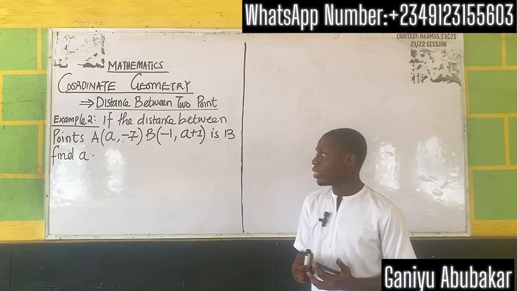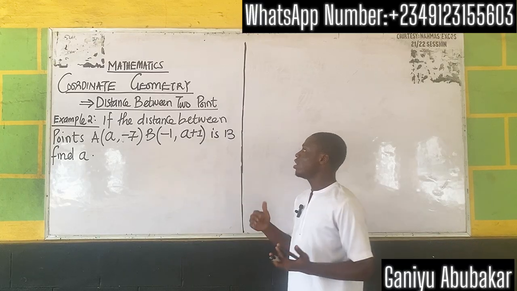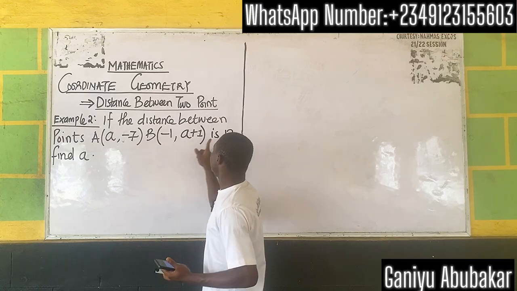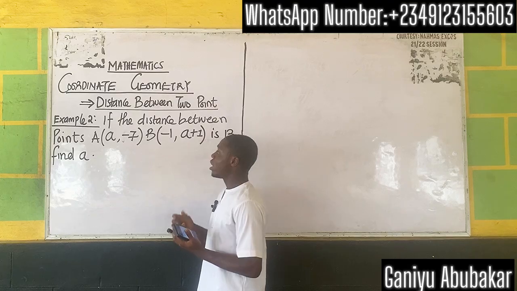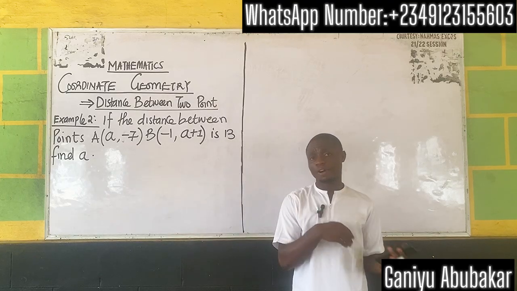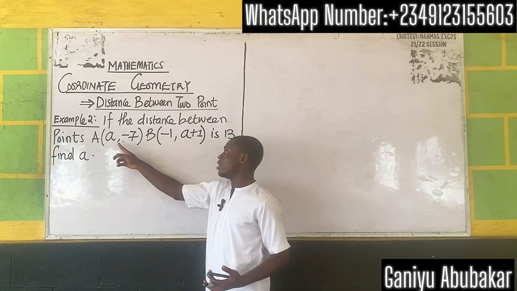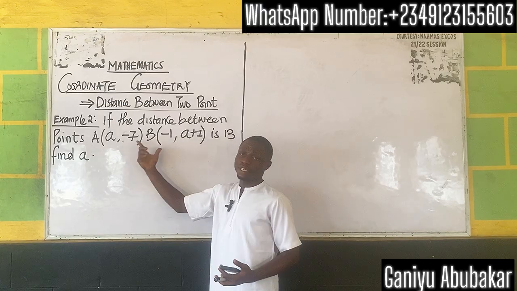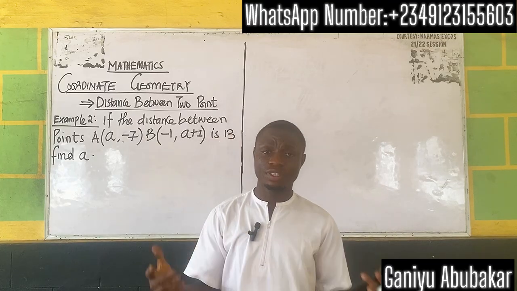Welcome back. So let's solve this example 2 problem. It says if the distance between points A and B is 13, find A. And observe, this is different from what we have been doing so far. What I've been doing so far are just numbers alone. Now, as you can see, I have a letter and numbers in this case. But the technique and the idea is still the same concept.